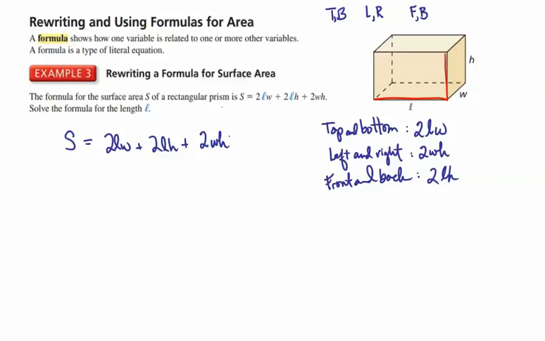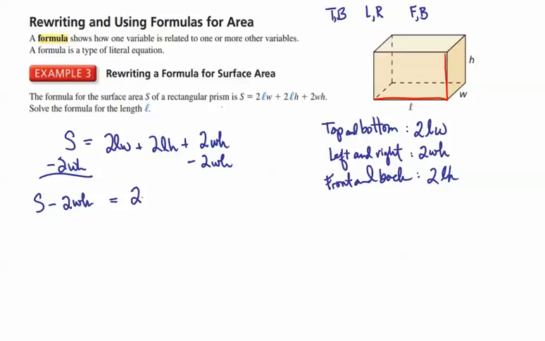Alright, so what we're going to need to do in order to do this, if you notice over here, we do have a couple of L's on the right side. So we're going to have to factor those. But in the meantime, before we do that, we should subtract out the 2WH, since that doesn't have any L's in it. So I'm going to subtract 2WH from both sides. And remember that on the left side, we now have S minus 2WH. We can't combine those together. The most we can say is it's S minus 2WH.